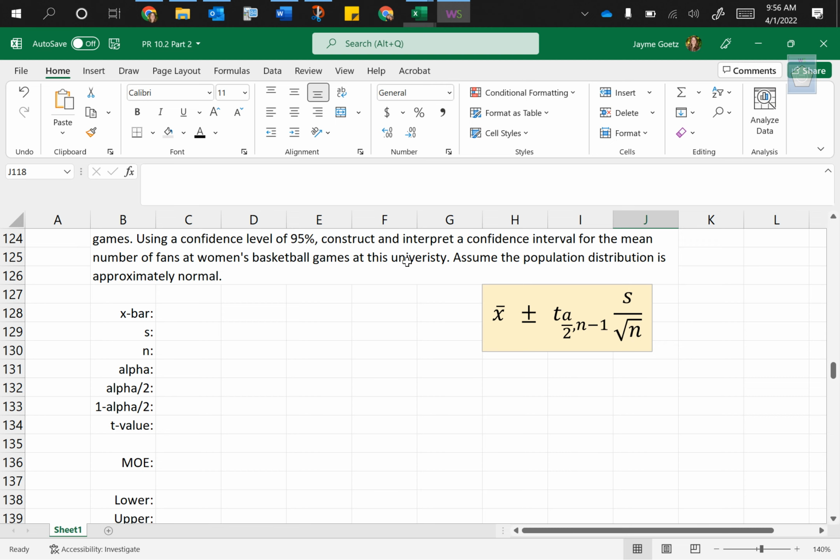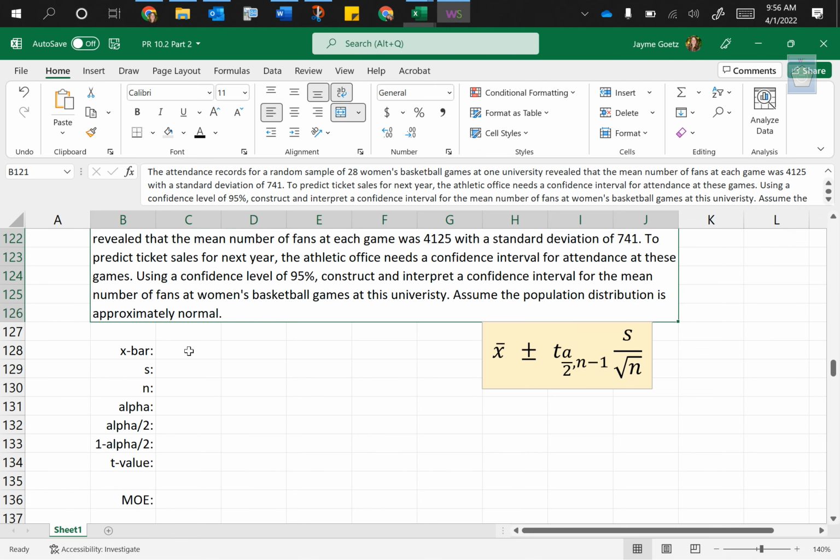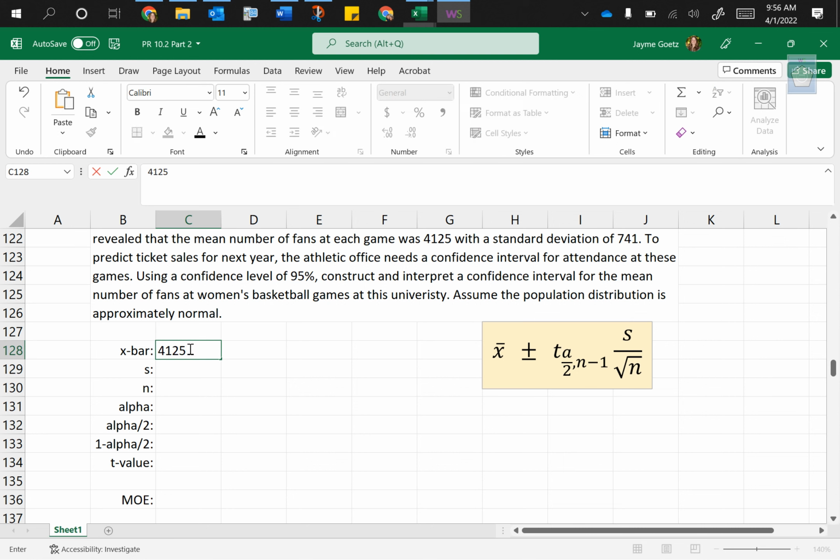All right, so let's talk about what we got here. The x bar, the sample mean, they said was 4,125. The sample mean was 4,125. Then it told me that my standard deviation was 741. My n value, they said they took a sample of 28 games. Now my alpha comes from my confidence level. A confidence level of 95% means my alpha is 0.05. Alpha over 2. 1 minus that. And then my t-value. So I'm going to go T.INV of my 0.975, comma, what's my degrees of freedom going to be here?